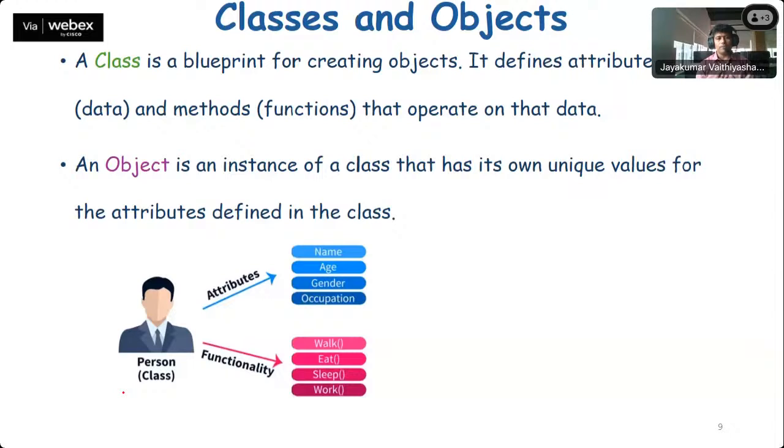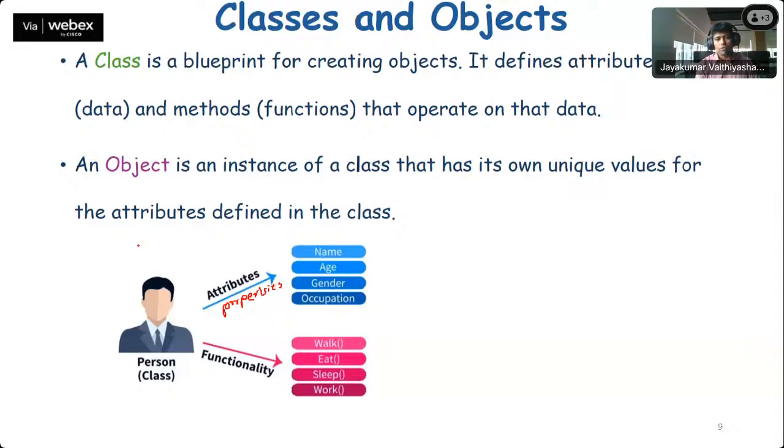So take an example of a person. Consider a person like an abstract entity, like a class. A person could have attributes like name, age, gender, occupation. All these are related to attributes, or you can say properties. Each and every textbook will differ slightly according to the language.